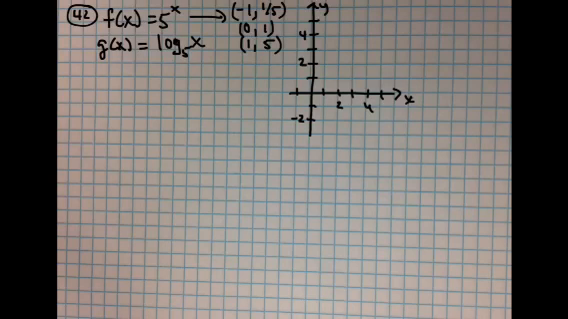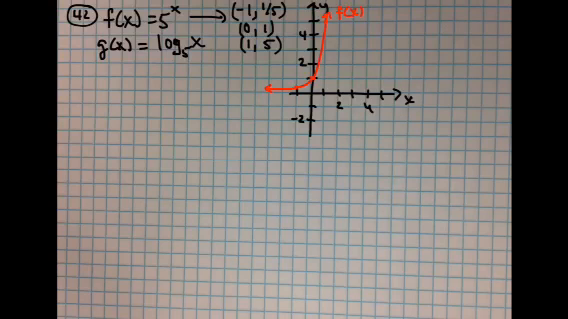Okay, so for number 42, they want you to graph f of x and then use f of x to graph g of x. So I went ahead and put the reference points for f of x, which are -1, 1 over b, 0, 1, and 1, b. So -1, 1/5, again, just approximate, 0, 1, and 1, 5. So connect the points. And this is f of x.